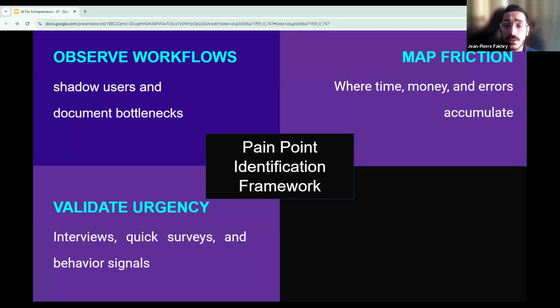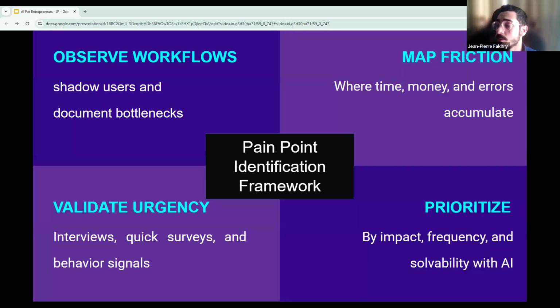Step three is to validate urgency. Talk to at least 10 people who do this job. Listen for the phrases they repeat: I have to do this manually every time. We always miss this, etc. Look at their pain points and see how urgent it is. And step four is definitely prioritization. Rank the problems by how big they are, how often they happen, and how likely AI is to solve them today, not in 3 years.